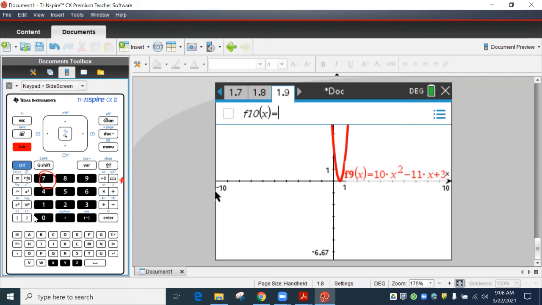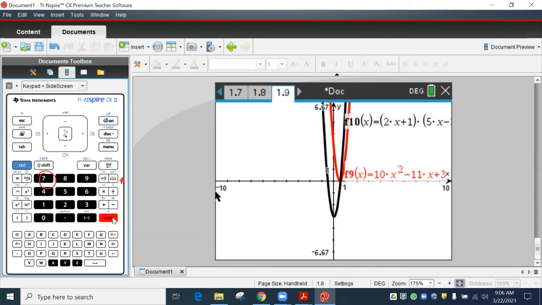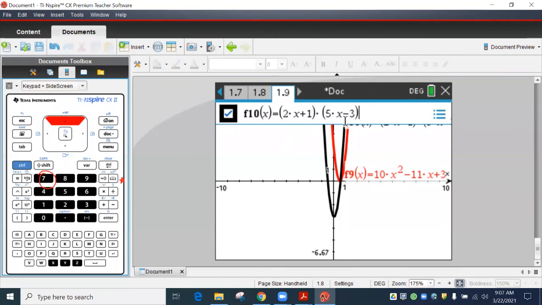So I'm going to type in A. I'm going to go parentheses 2x plus 1, close parentheses, 5x minus 3. All right, so I'm watching my graph. I see red right now. I'm going to hit enter. I still see red. This is not my answer, okay? So I'm going to hit tab, and I'm going to go up, and I'm going to edit this.